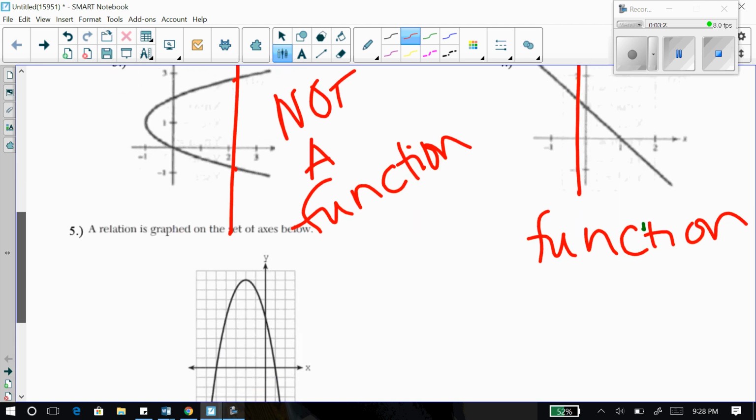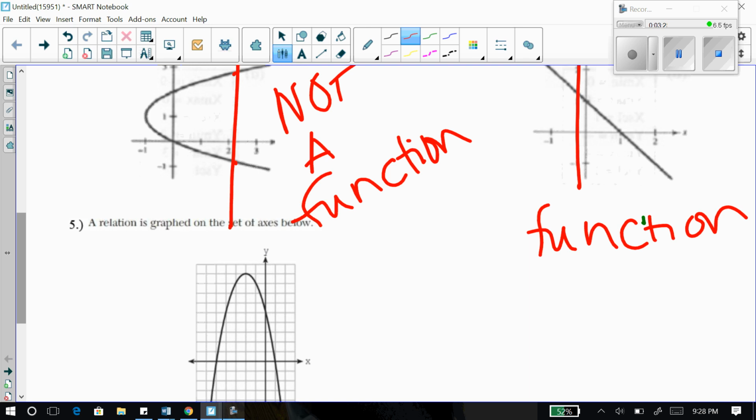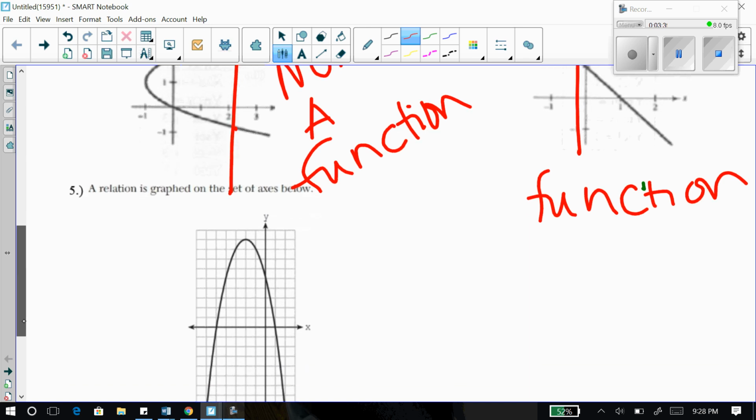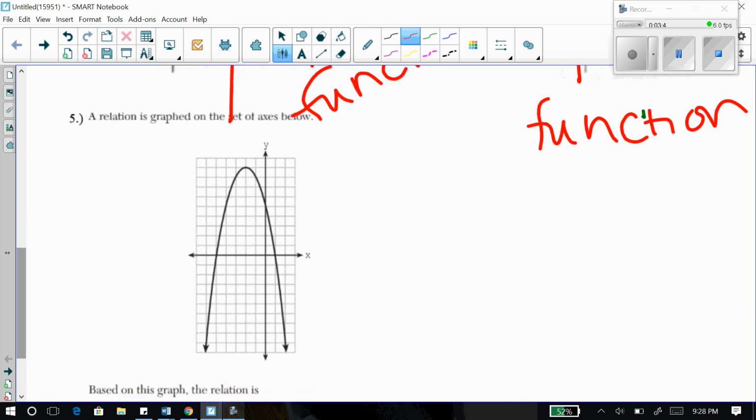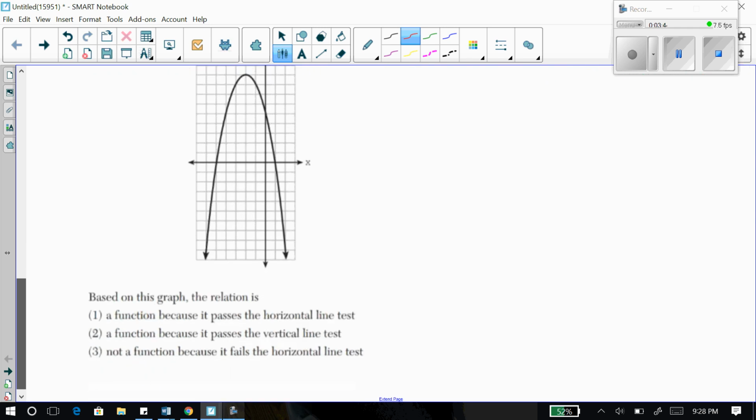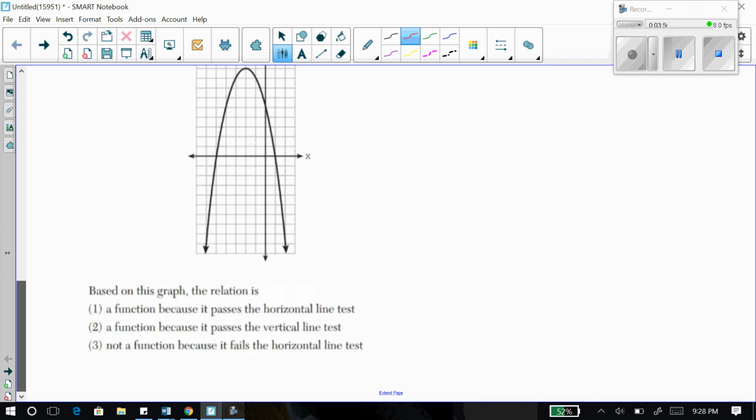So our goal here is to draw a vertical line. If it hits the picture of the graph more than once, it is not a function. If it doesn't and it passes the vertical line test, then it is a function. Now let's look at number 5 here. This is an example of a Regents question. So it says a relation is graphed on the set of axes below. Based on this graph, the relation is, it looks like choice 4 got cut off. So you know what? We'll go between these three choices.